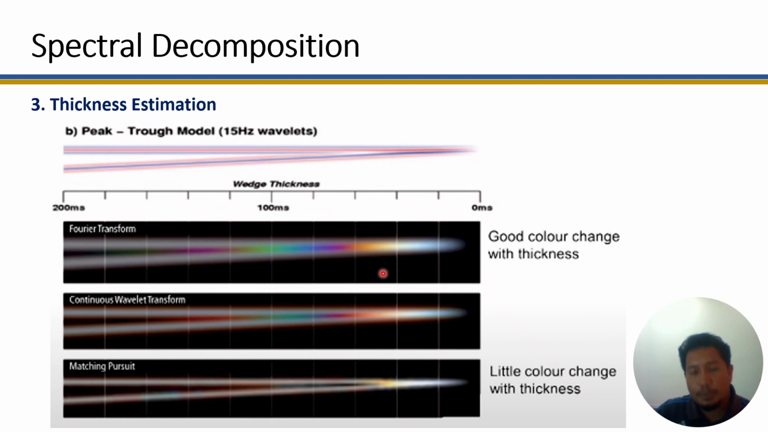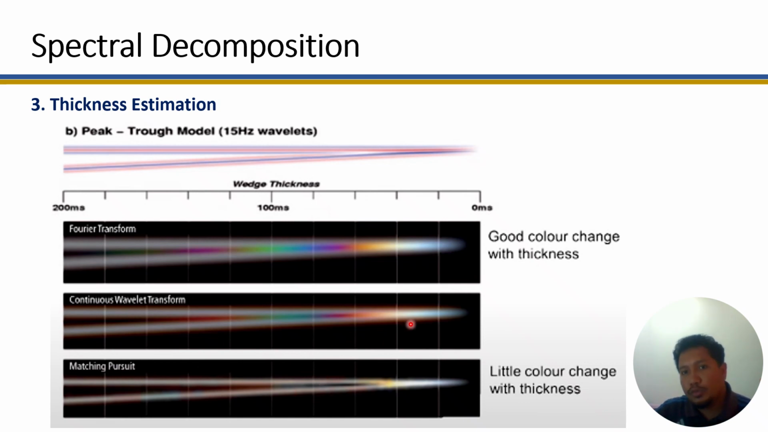This is due to the destructive and constructive interference that you get between the different frequencies. With the matching pursuit based technique, you get a very distinct top and base surface of the wedge, and those are defined all the way right up to the tuning point on the right hand side.